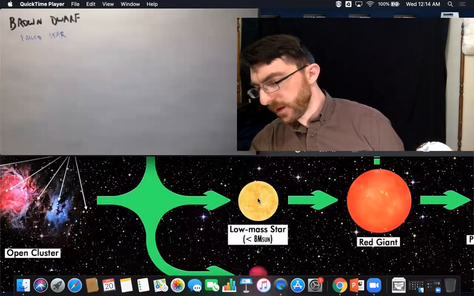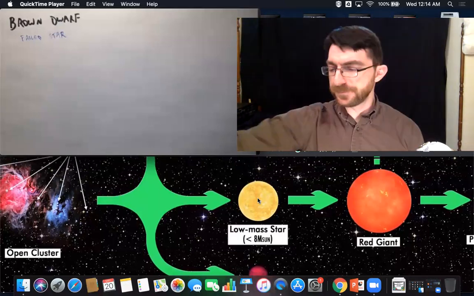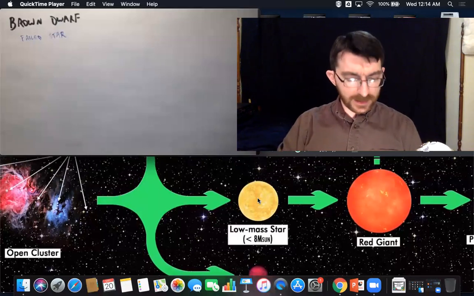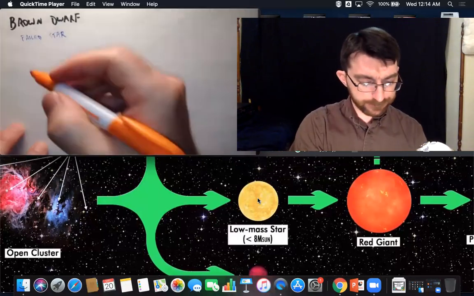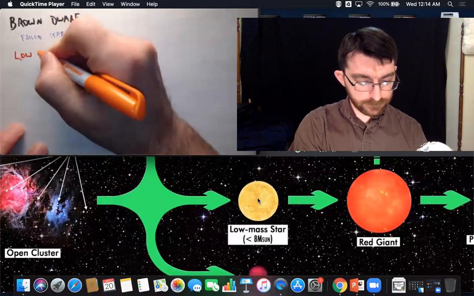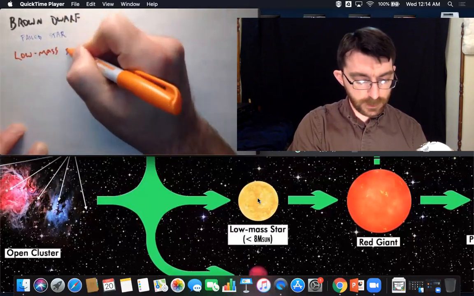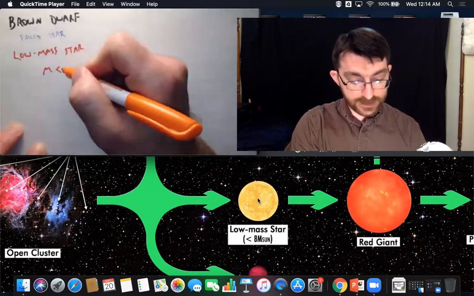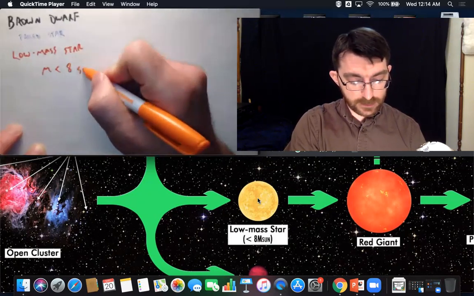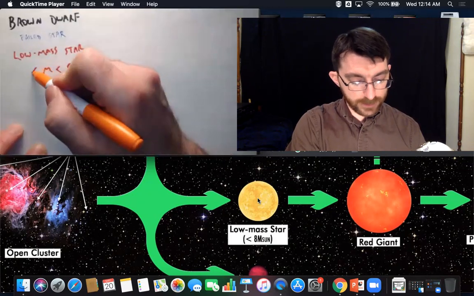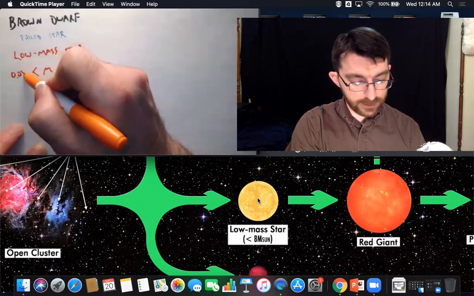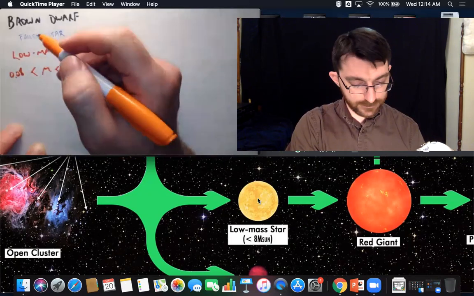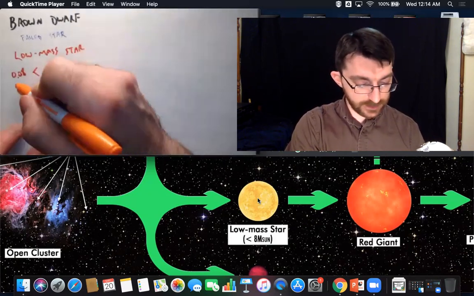And so let's see, I'll go orange on this one. So a low mass star. Okay, that's going to be a mass that is less than 8 suns, but greater than 0.08 suns.